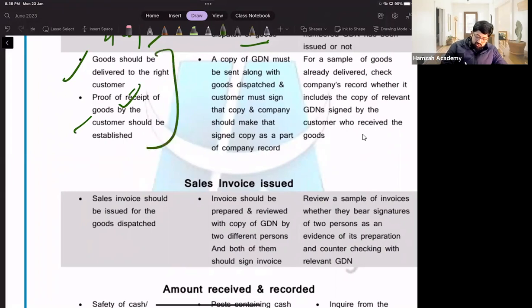So how to make sure, how to achieve it? Practical step: a copy of the GDN must be sent along with the goods, and the customer must sign that copy. The company sends a copy of the GDN to the customer with the goods. The customer receives, signs the GDN, brings that back to you, and you keep the signed GDN as a record that the right person has received it.